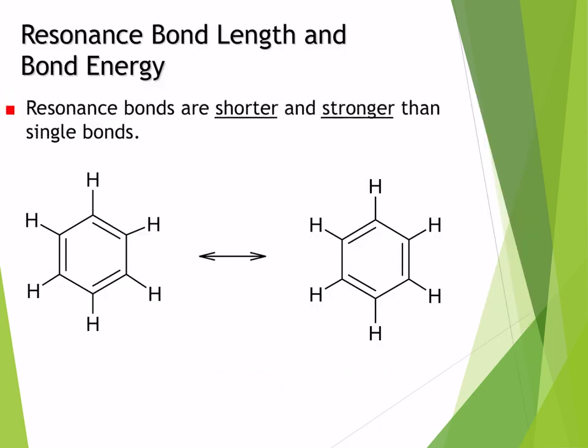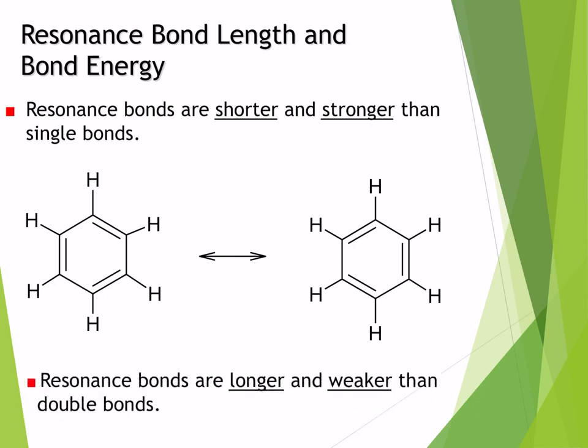So resonance bonds are stronger and shorter than single bonds, but they are longer and weaker than double bonds. Again, like I was saying, since it's a double bond here and a single bond here, you can think of it as kind of being like a 1.5 bond, but it would be a 1.5 bond for every single carbon-carbon bond in this molecule.